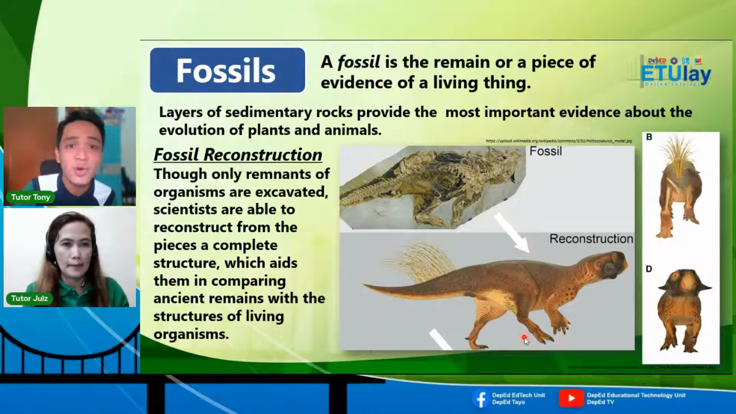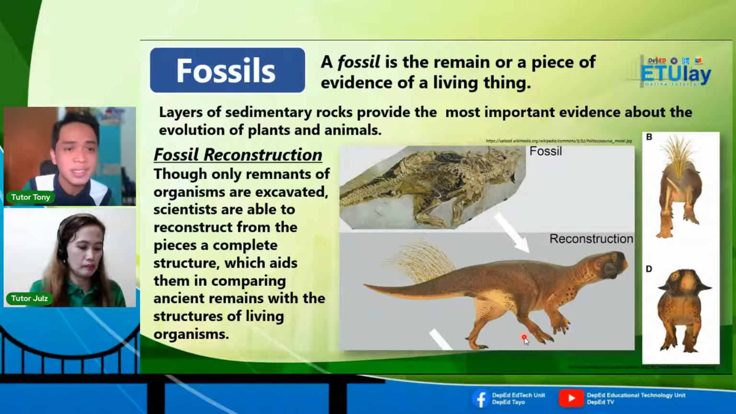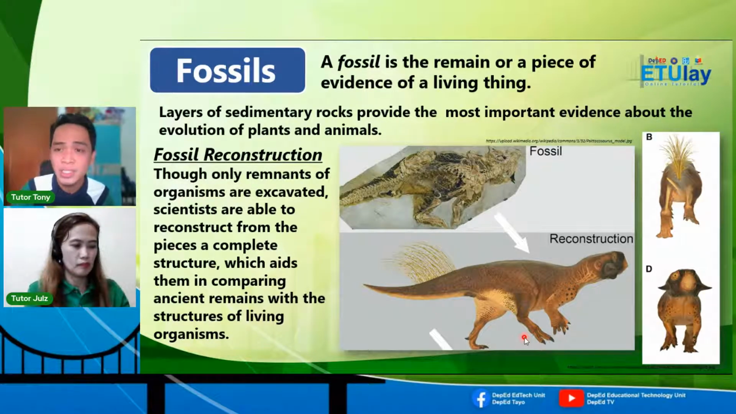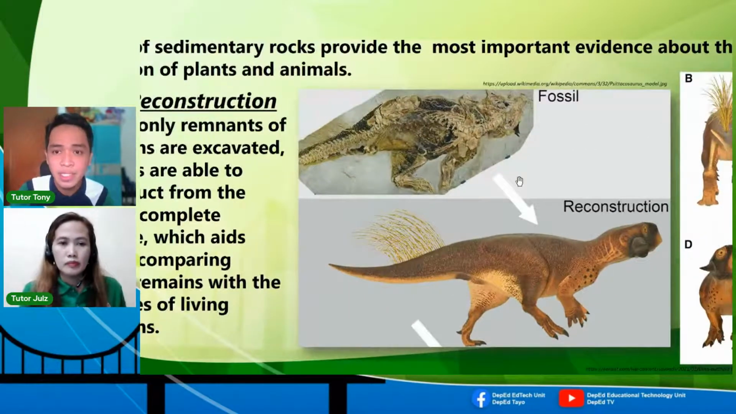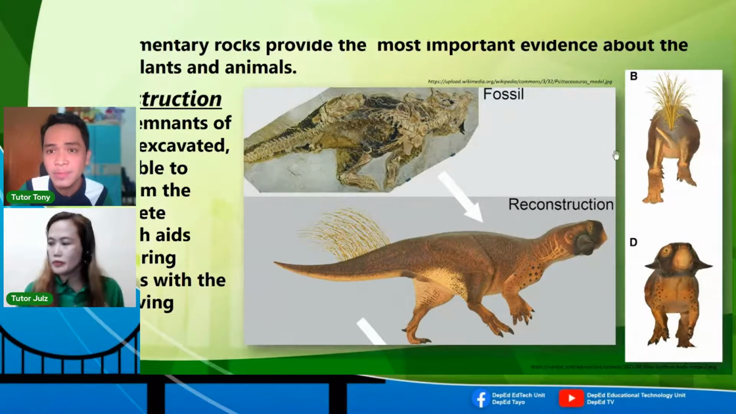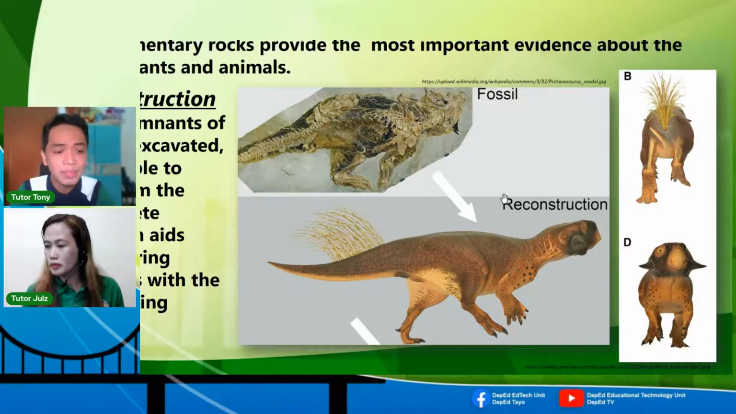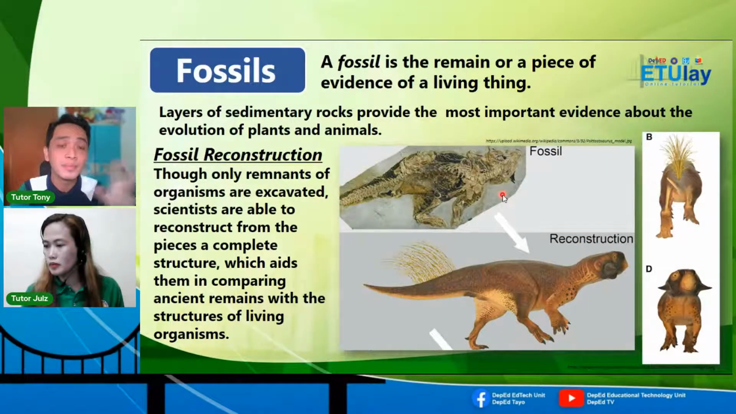The process is called fossil reconstruction. Though only remnants of organisms are excavated, scientists are able to reconstruct, pinagpira-piraso, and sa tulong ng technology, na-compare nila yung mga ancient remains at na-reconstruct, just like what is shown now on your screen. So from this fossil na reconstruct nila using technologies, kumbaga yung kabuuan, ano yung particular or detailed na structure or anatomy ng mga living organisms na nabuhay before. In this case, mga species ng mga dinosaurs ito.